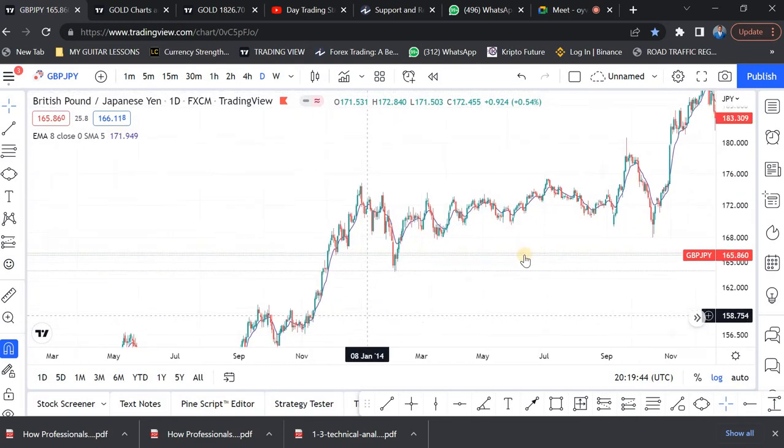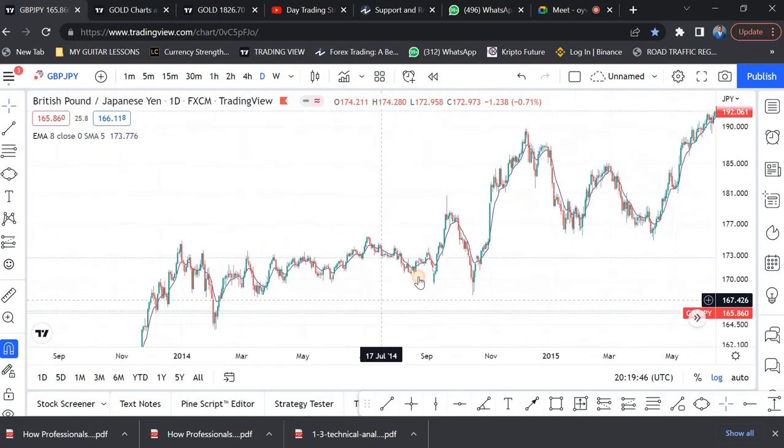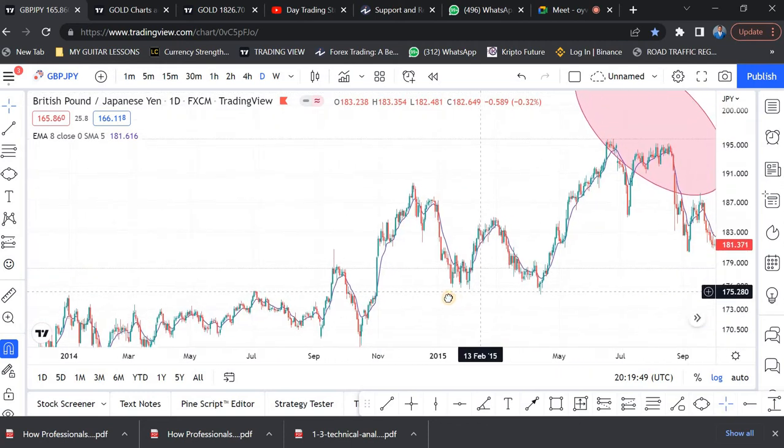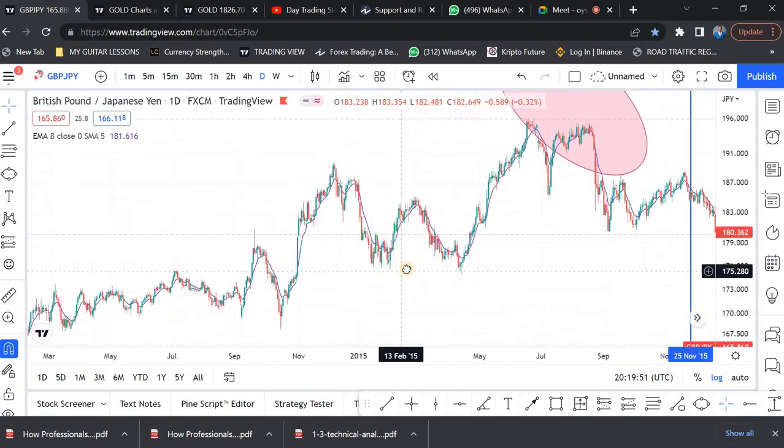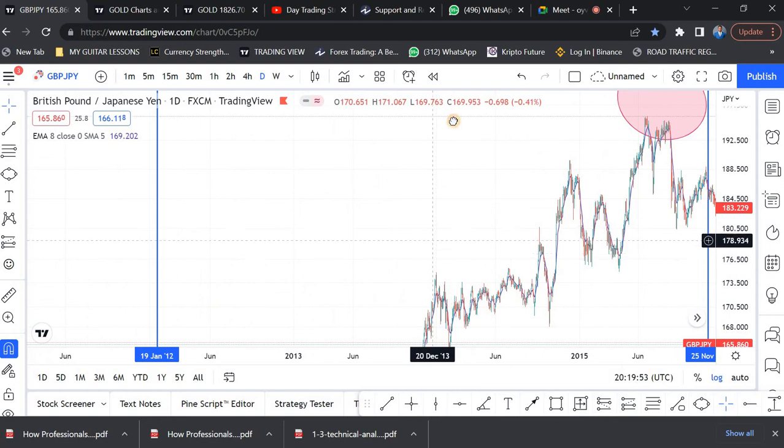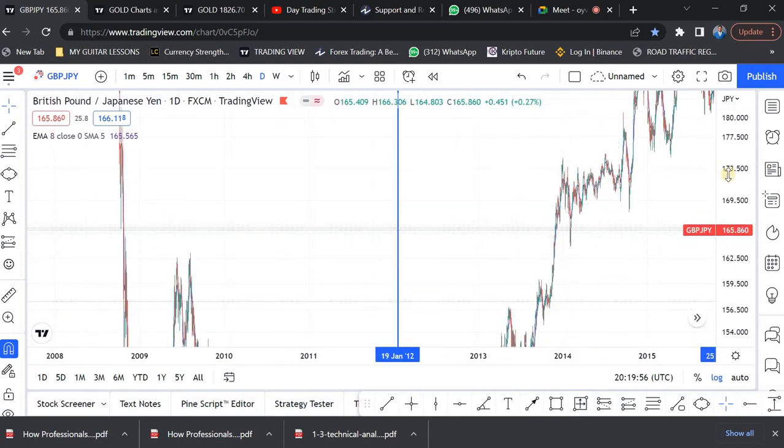When you see such a market, it means it's an advantage for you to buy at a lower price and then sell when the price goes higher. So that is it for the uptrend market.